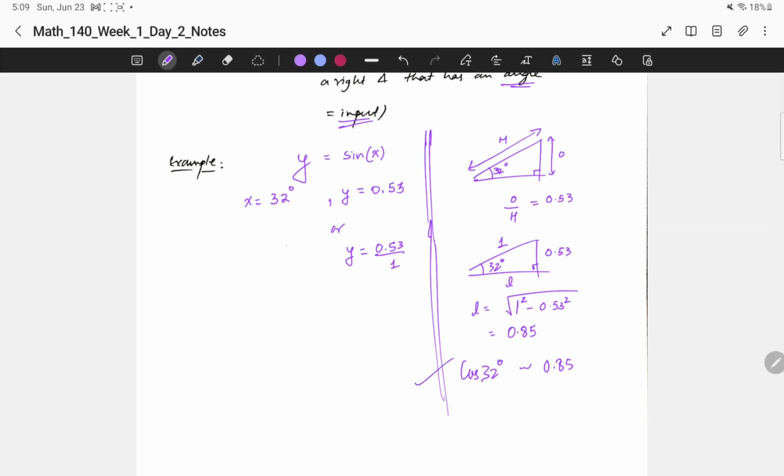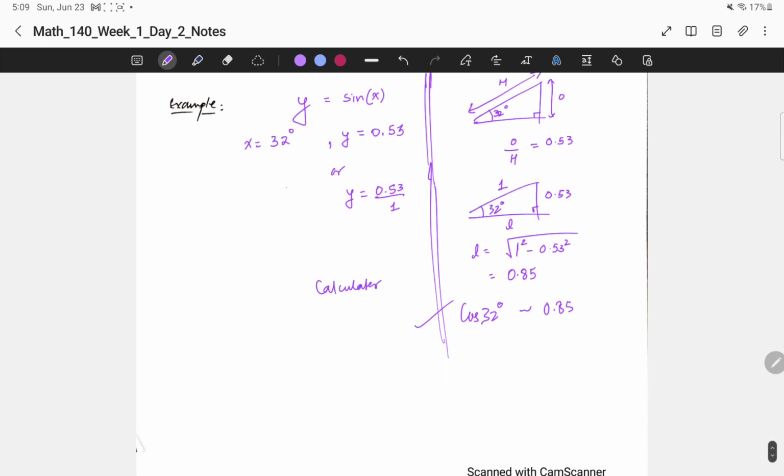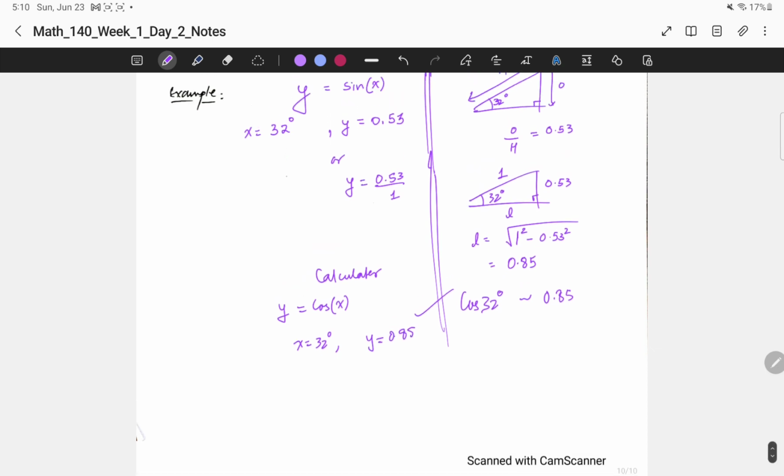So I can verify here. If I instead looked at this function and I let x be 32 degrees, then y is in fact approximately 0.85. Similarly, based on the definition of this triangle, tangent should be 0.53 over 0.85, roughly 0.62, which means if I take the function y equals tan x and I plug in 32 degrees, I should get that value. And let's check. I do get roughly 0.62.